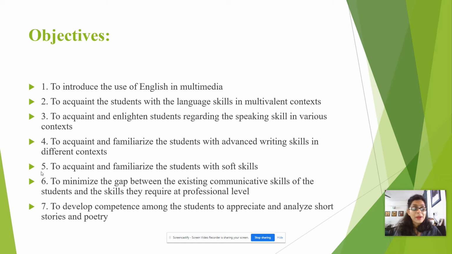Besides this, our intention is also to sensitize you to certain soft skills that are common across subjects and across disciplines, regardless of whatever career choice you make. The sixth objective is to minimize the gap between the existing communicative skills of the students and the skills they require at the professional level. So we've tried to map the skills which you require at the workplace to the skills you acquire in college through this course. And the last objective is to develop competence among students to appreciate and analyze short stories and poetry. So this objective focuses on your critical thinking ability.